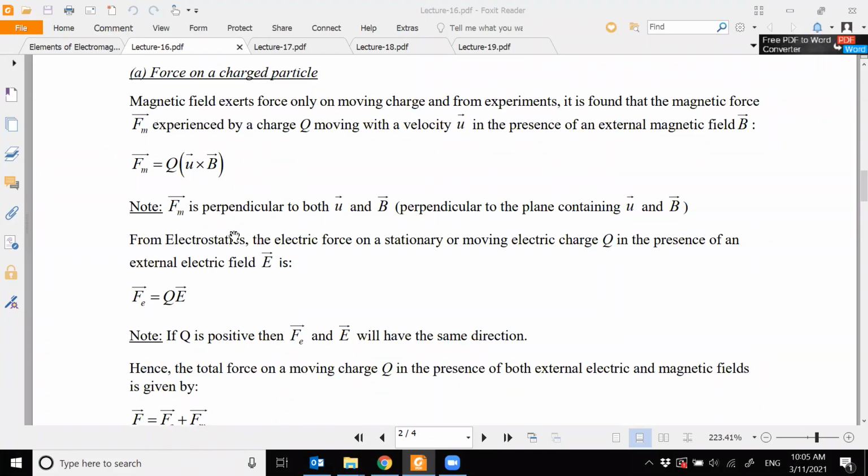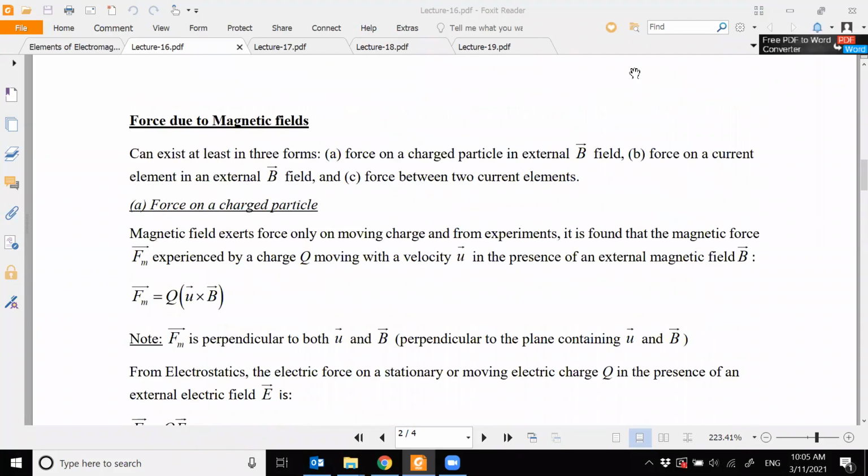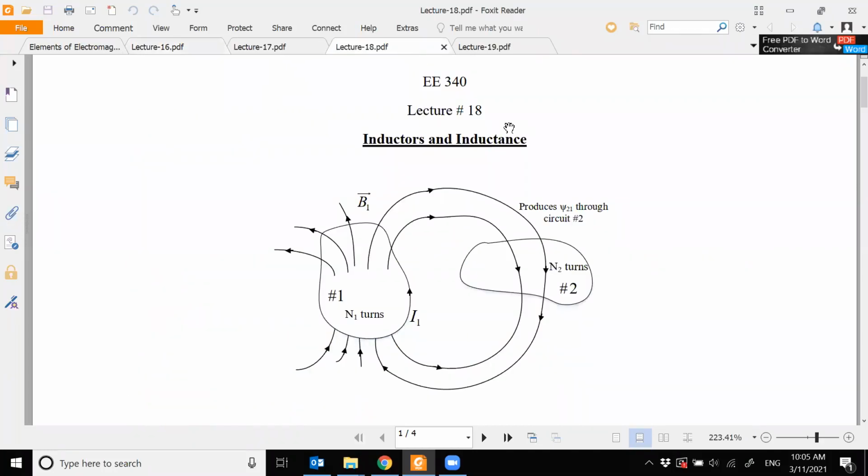So please try your best to review and practice, because we have our midterm exam, I think, 10 days down the road. Okay, so today we are going to do inductors and inductance.